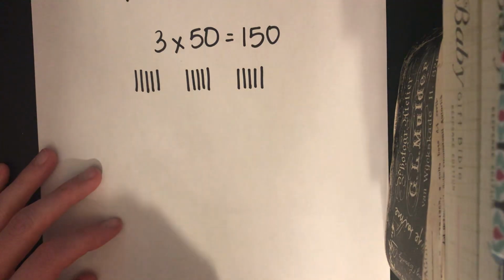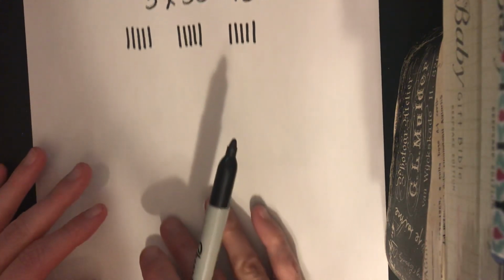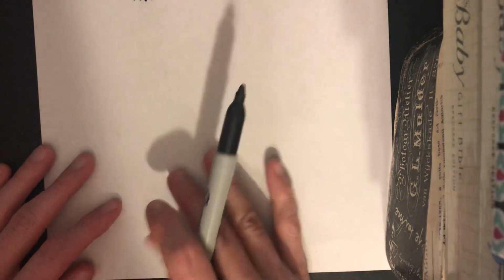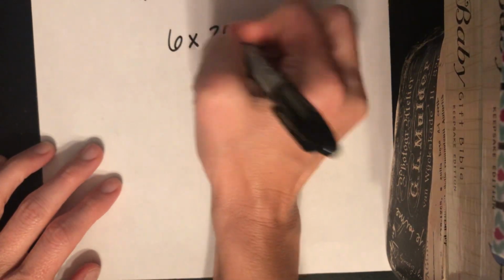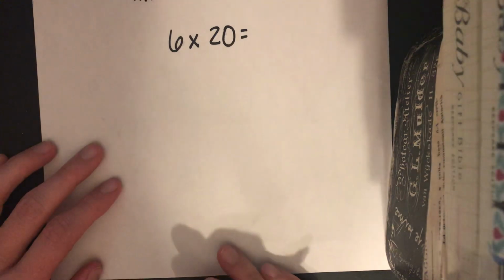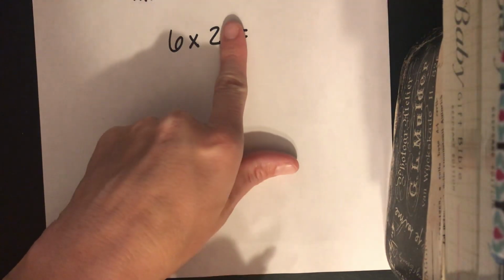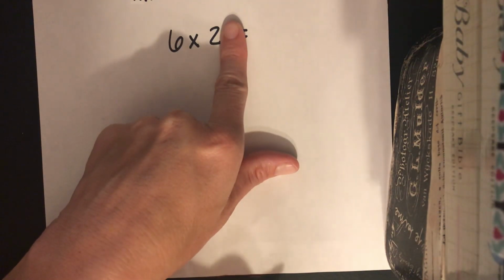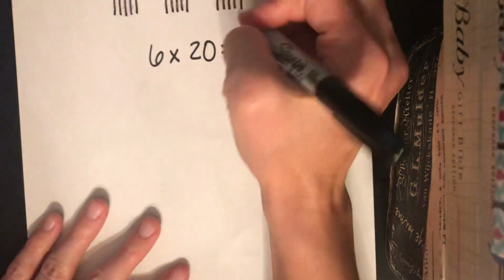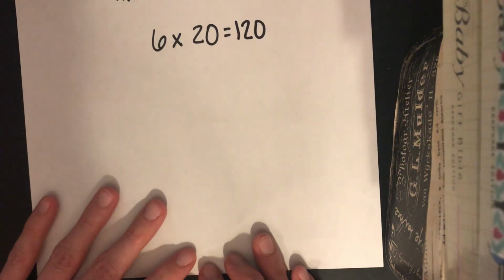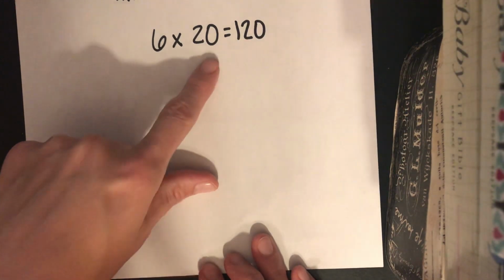Okay? Let's do one more that way, and then I'm going to show you on a number line. So if I have 6 times 20, I don't know. So let's do 6 times 2. Right, it's just like 6 plus 6, so that's 12. But I need to add my 0 on the end, so 120. Or I can say I have 6 groups of 20.